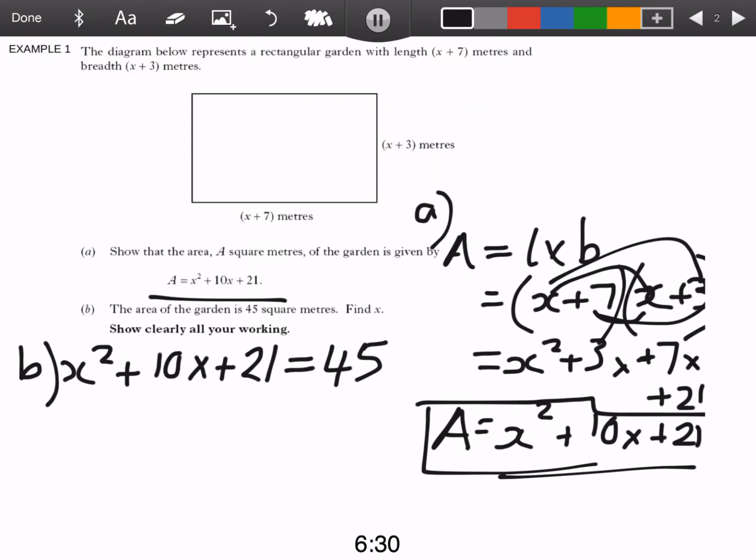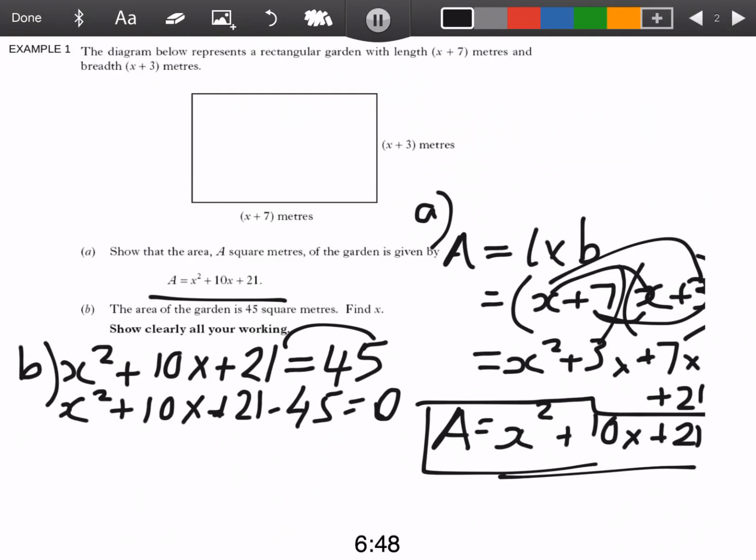Like the last time, that does not look like the typical quadratics that we see. The typical quadratic we see is where it says equal to 0. So bring it across onto the left-hand side. Minus 45. Not quite like the typical quadratic we like to look at. Let's see, x squared plus 10x plus 21, take away 45. That gives negative 24. And that's more like the typical quadratic we like.